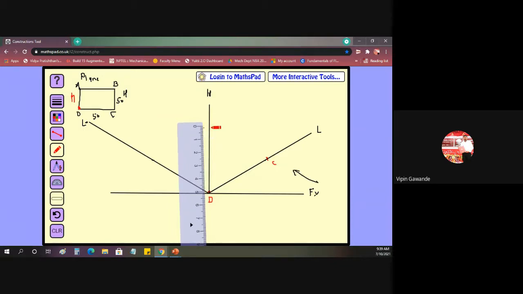Just take the dimensions correctly. Here it is coming somewhere upward. So this is 50. This is the A point. So what have we drawn? We have drawn AD and DC.